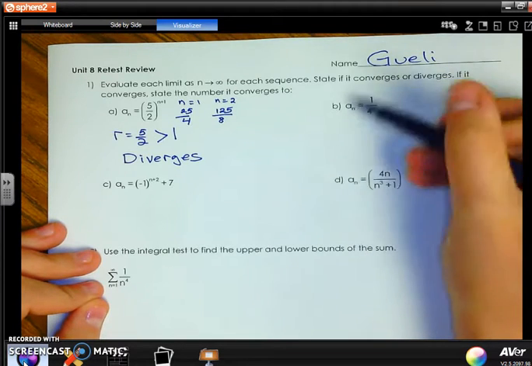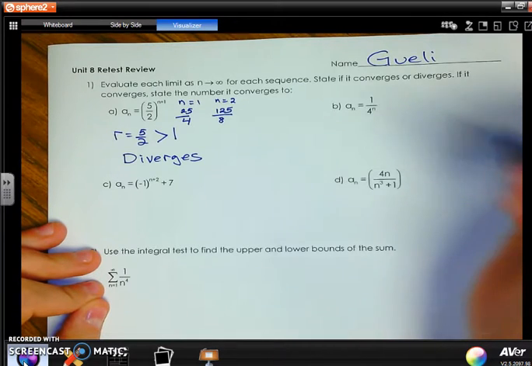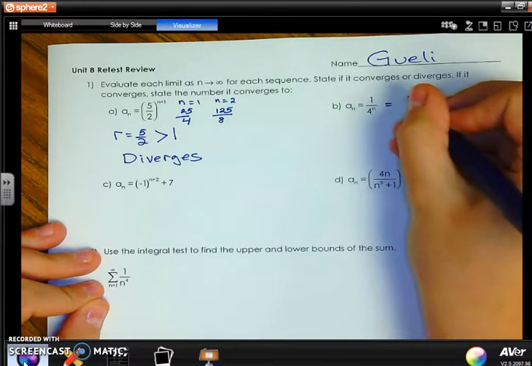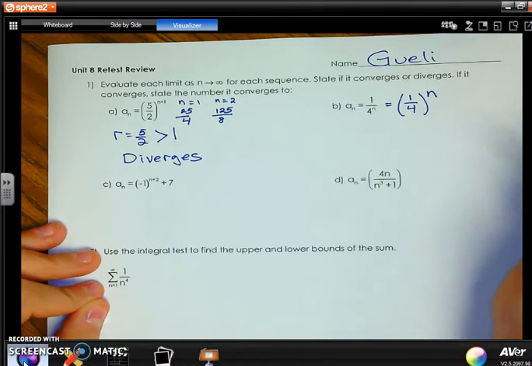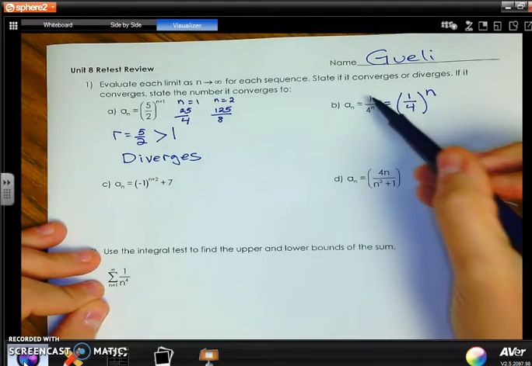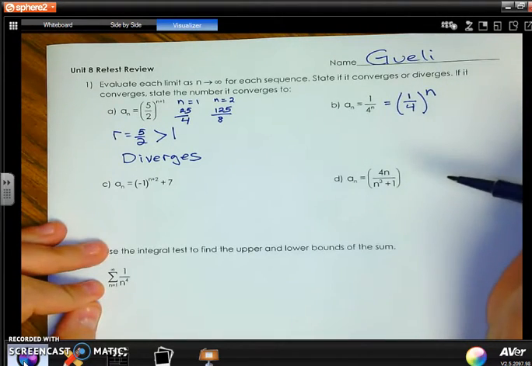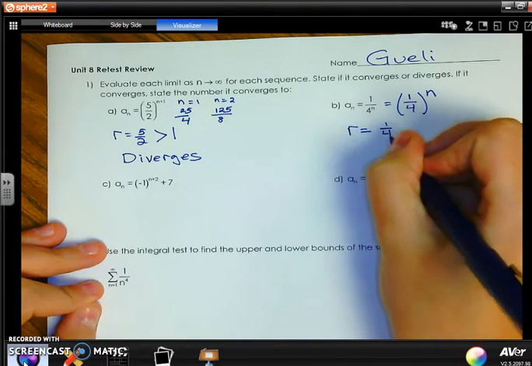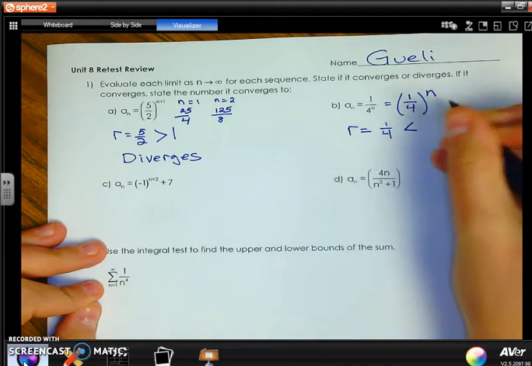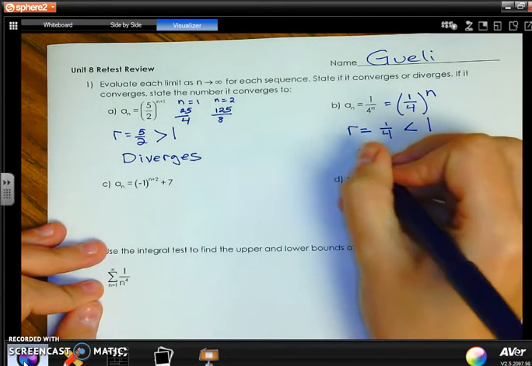All right, here's something that's interesting. At first look, you might not notice that this is geometric. It is indeed geometric because I can rewrite this as 1/4, the entire quantity raised to the n. Remember, 1 raised to anything is still going to be 1, so this is mathematically equivalent. Now it has that geometric look to it, only this time the R value is 1/4. What I care about is that 1/4 is less than 1. So you can say that it converges.